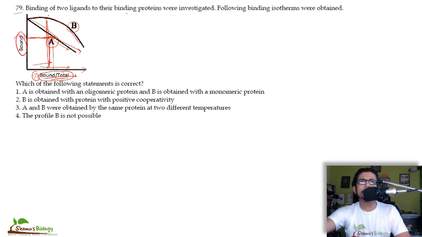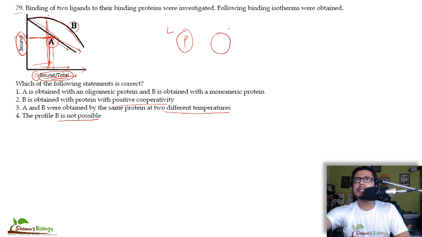like you can see, B is obtained with a protein with positive cooperativity. A and B were obtained by the same protein at two different temperatures. The profile of B is not possible. Now we know the profile of B is possible because the profile of B also has a relation. It's not like they don't show any logical relation. There is a logical relation when we are talking about the ligand binding with the protein.